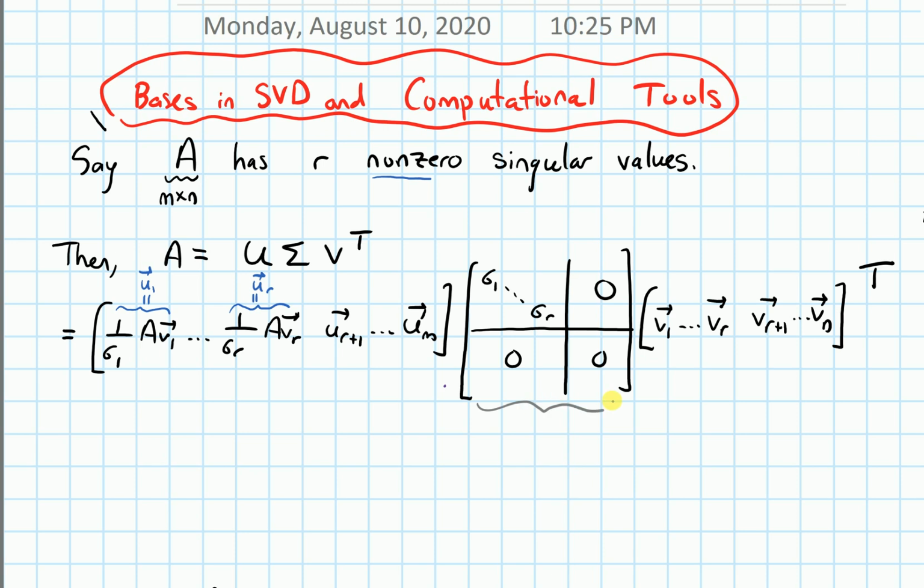With this matrix sigma, the number of non-zero singular values is equal to the rank of A. That we had seen previously in an earlier video. This was a theorem that we showed.